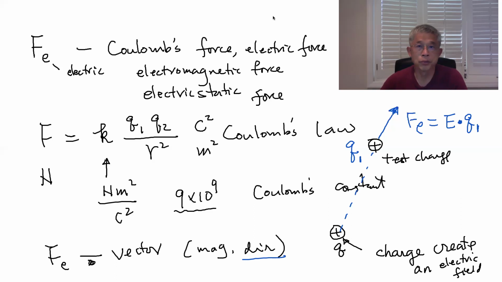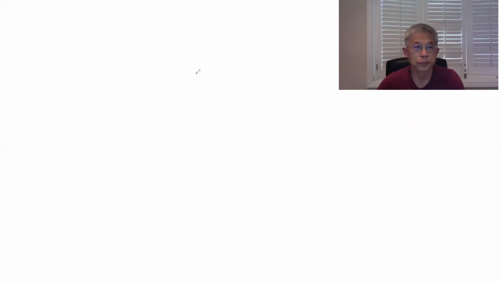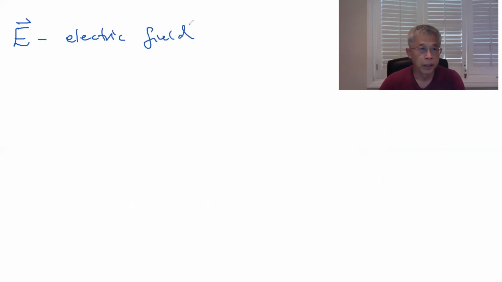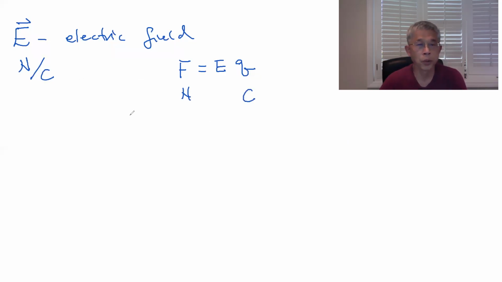Let's move on. I'm going to clear that. Now we're going to talk about electric field. E is a vector, called electric field. The unit is Newton divided by Coulomb. As you can see, F is equal to E times Q, so this is Newton, this is coulomb, so E is Newton divided by Coulomb.